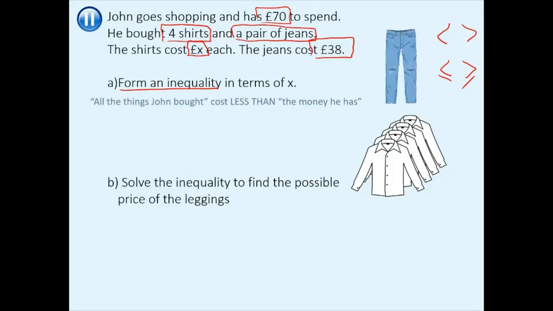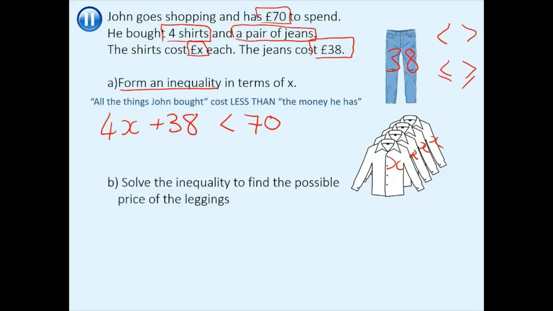Now, the way I think about these is I'm going to write an inequality that says all the things John bought, which cost less than the money he has. So the things he bought, well, he bought 4 shirts. Well, he's 4, and we know the shirts cost X, so he's got 4X for his shirts. Each one of those is an X on its own. We know the jeans cost 38, so I'm just going to call that plus his jeans. So that's what he spent. He spent 4X and 38. And it cost less than the money he has. Well, we know how much he has.